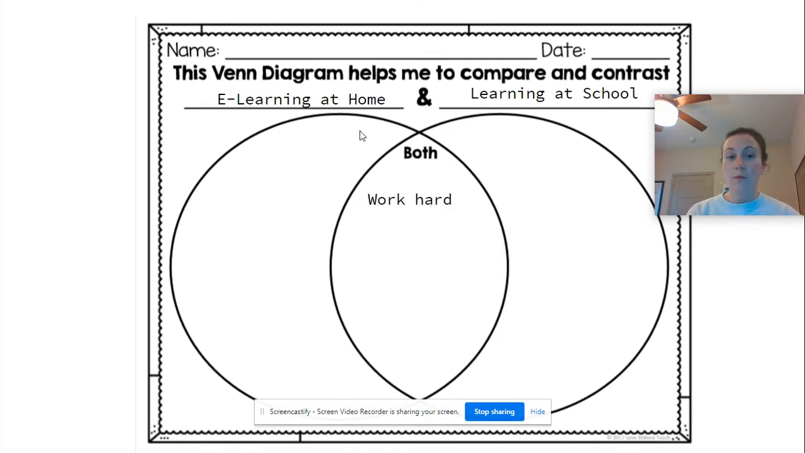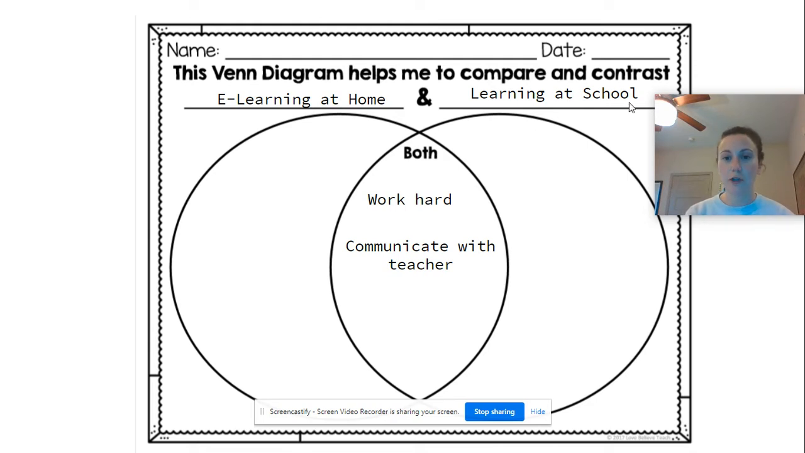Well, when we e-learn at home and when we learn at school, we have to work hard in both situations, right? We have reading, math, science, social studies, SEL, all the subjects are the same. We have to work hard in both types of learning. Also, with both types of learning, you have to communicate with your teacher. You have to talk to them and make sure that you understand your assignments and do daily check-ins.